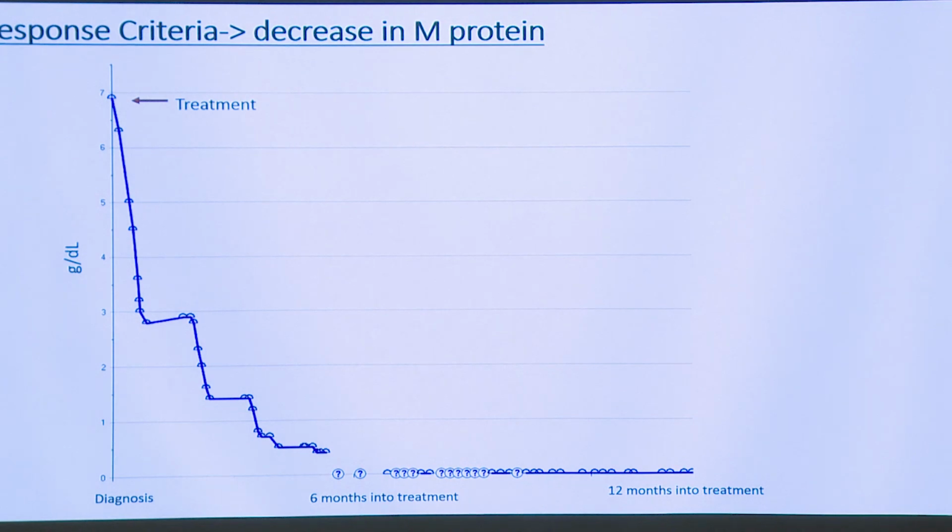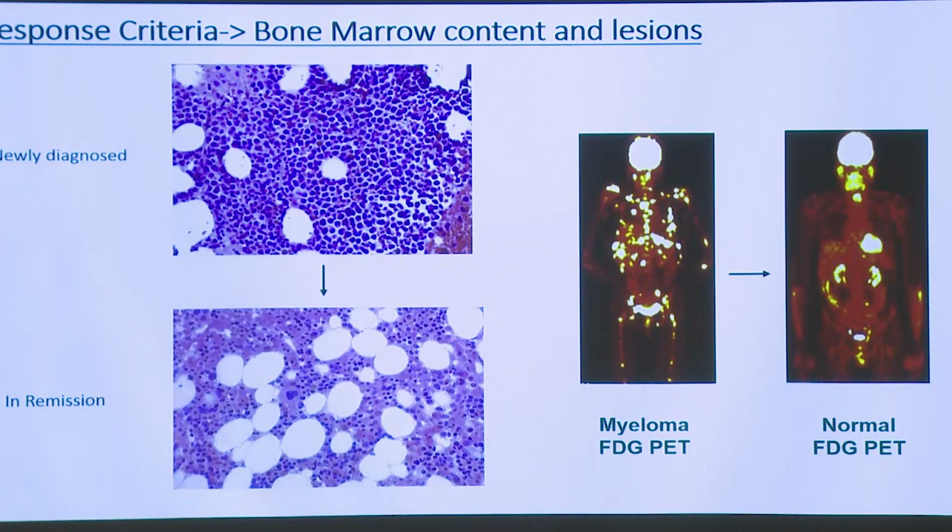Other criteria that then complete the definition of a complete response are a bone marrow clearance of multiple myeloma. So again, you have here a picture with multiple myeloma cells. You can see they're all the same. Essentially, when these are being treated, it gives you a normal looking bone marrow with different cell types that again are able to produce blood. And so typically the patient's blood counts increase during treatment.